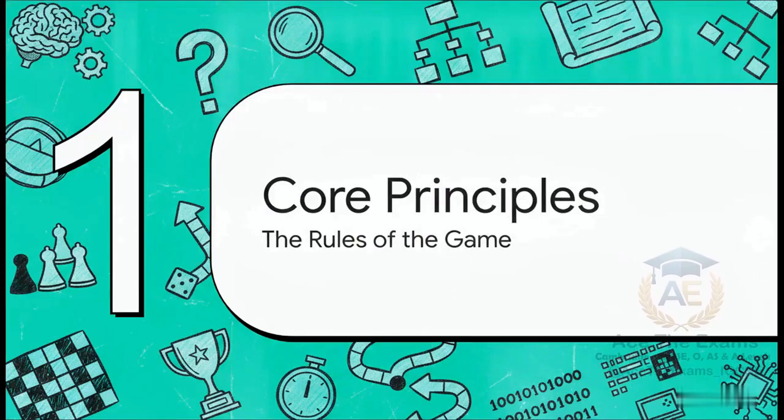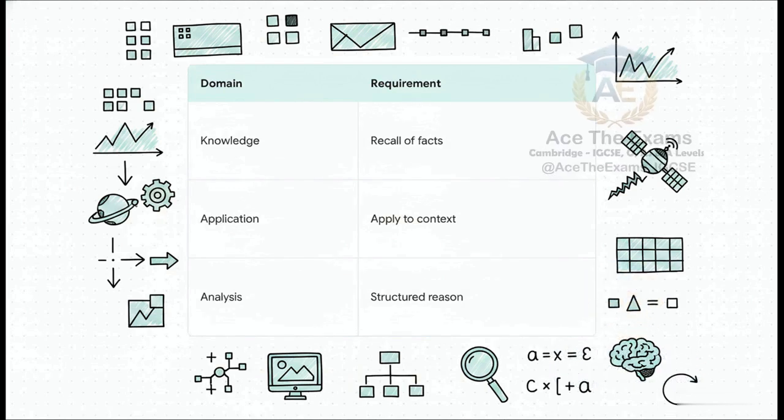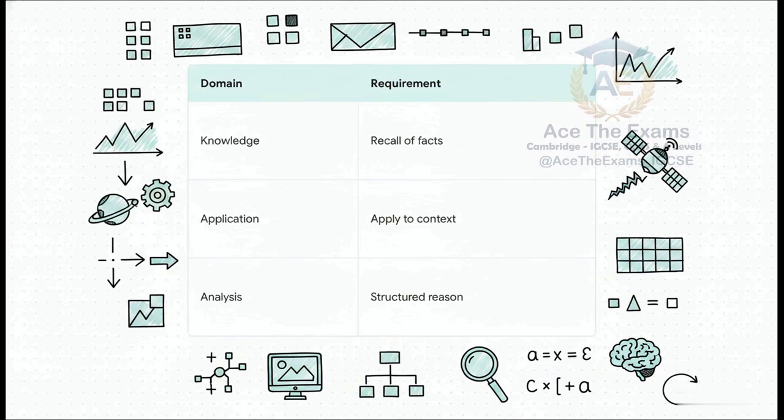Section 1. Core Assessment Principles. Think of this as the rules of the game. To stop losing marks, we first have to understand the specific cognitive domains the Cambridge 9618 syllabus is actually testing. The assessment objectives aren't just fluff in the syllabus document. They're the exact blueprint the examiners use when drafting the mark schemes.